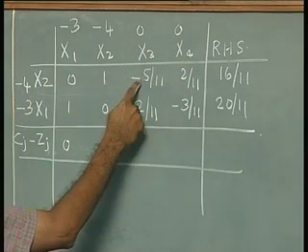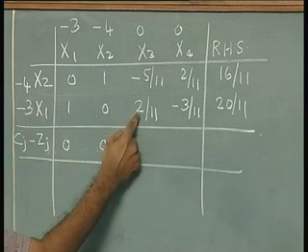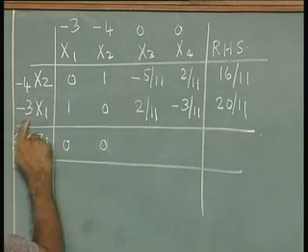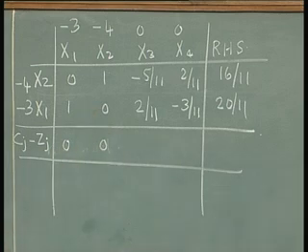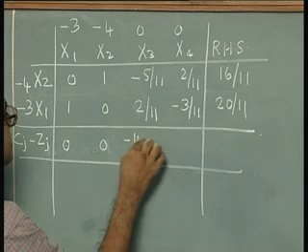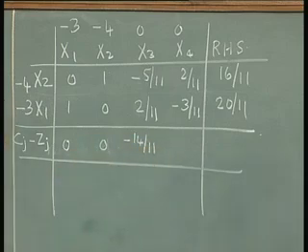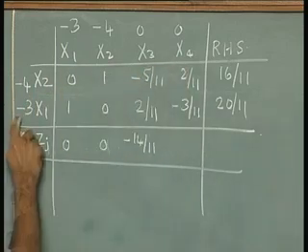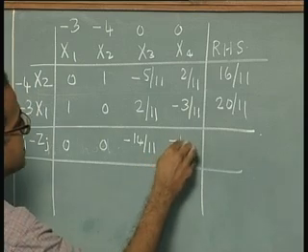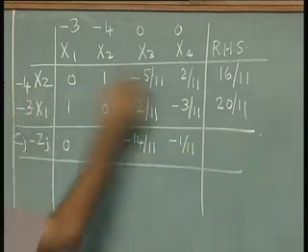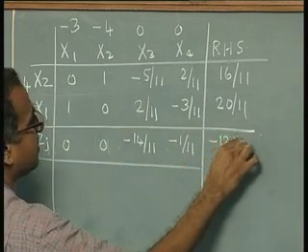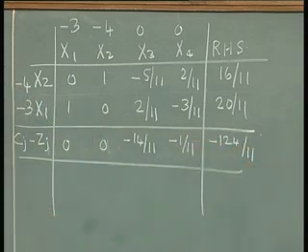So this is minus 20 by 11 plus 20 by 11 minus 6 by 11, which is plus 14 by 11. So 0 minus 14 by 11 is minus 14 by 11. Minus 8 by 11 plus 9 by 11 is plus 1 by 11. 0 minus 1 by 11 is minus 1 by 11. Minus 64 minus 60 is minus 124 by 11.